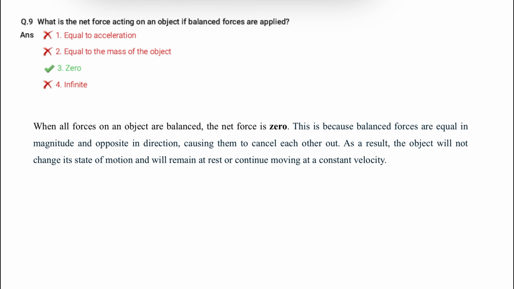What is the net force acting on an object if balanced forces are applied? When all forces acting on an object are balanced, the net force is zero. This is because balanced forces are equal in magnitude and opposite in direction, causing them to cancel each other. As a result, the object will not change its state of motion and will remain at rest or continue moving with a constant velocity. Correct answer is option 3.